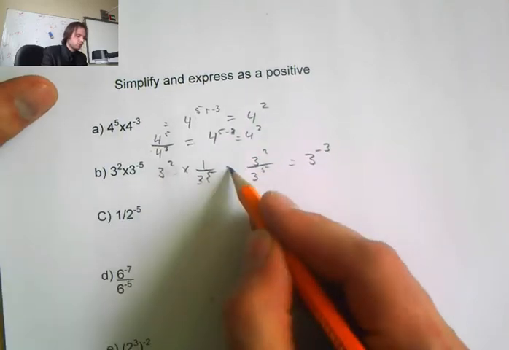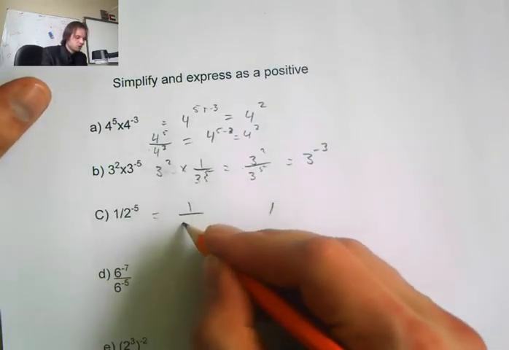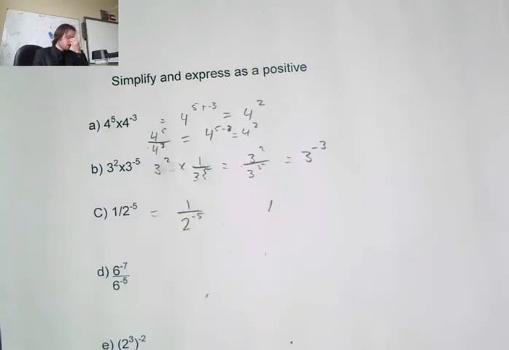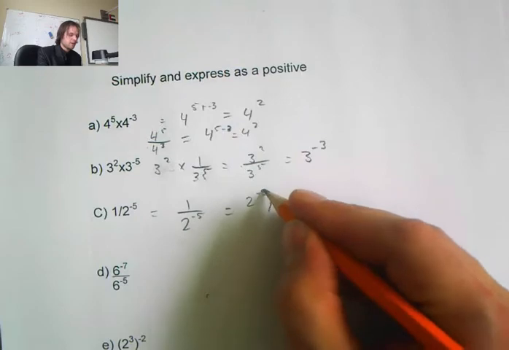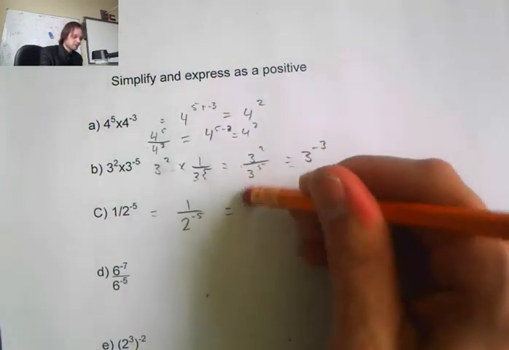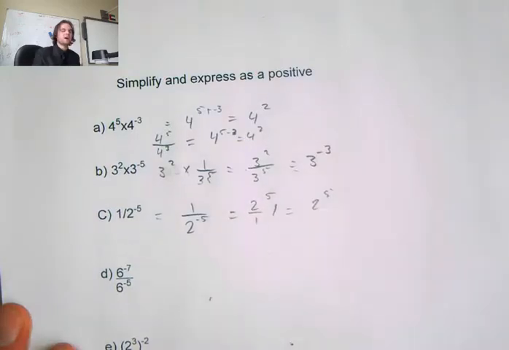Let's take a look at my next one. 1 over 2 to the negative 5. So that's 1 all over 2 to the negative 5. Well, I want to flip this. That's the same thing as saying 2 to the 5 all over 1, which is 2 to the power of 5.